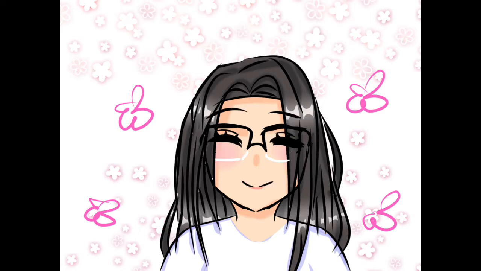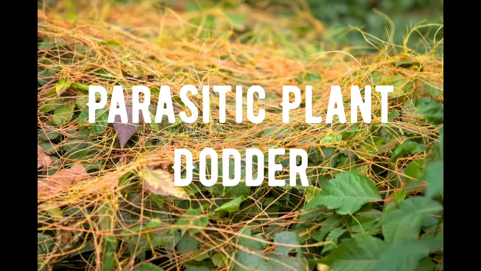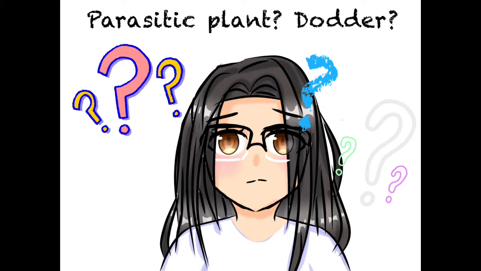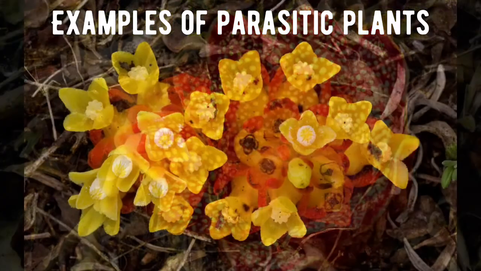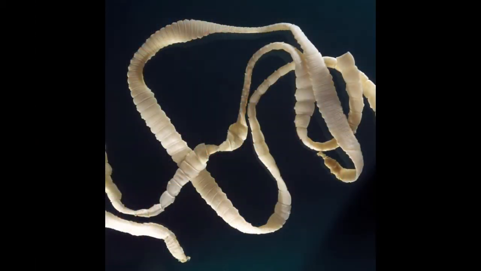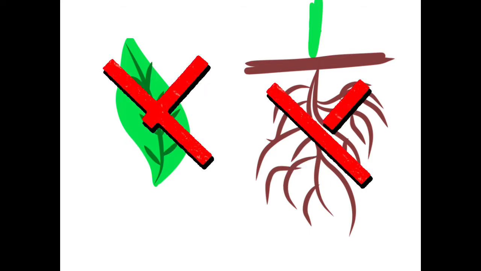Today we will be learning about a special parasitic plant, a dodder. Before we start, what is a parasitic plant, and what is a dodder? Parasitic plants are plants that obtain their nutrition from other plants. A dodder looks like a tapeworm when it first starts its life. It will never grow any leaves or roots, and it's quite a small plant.